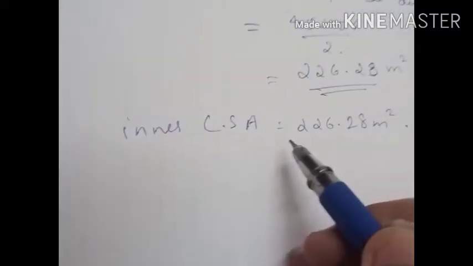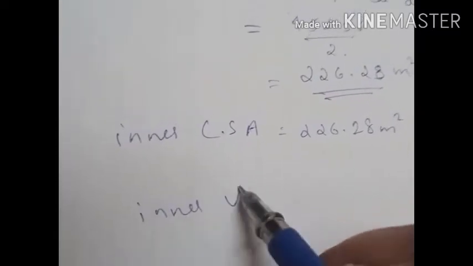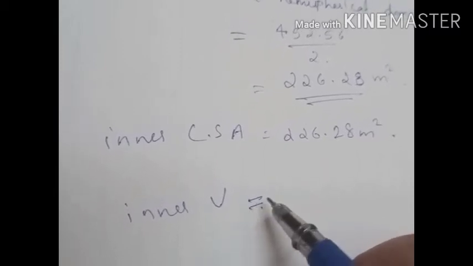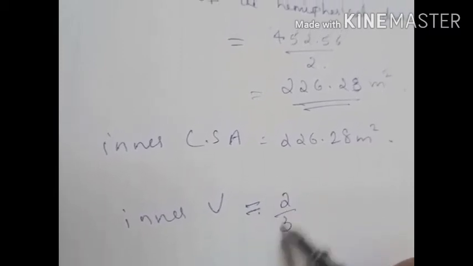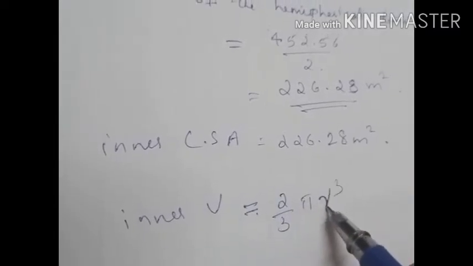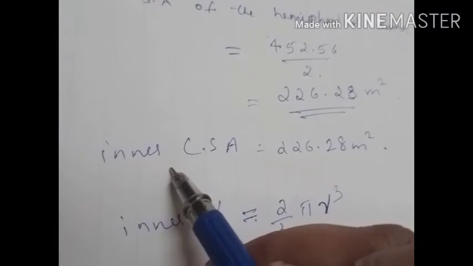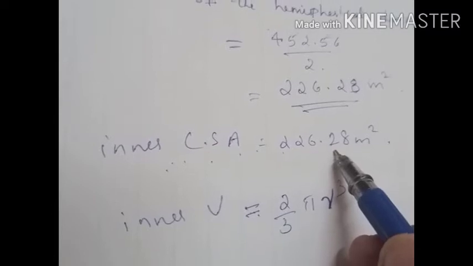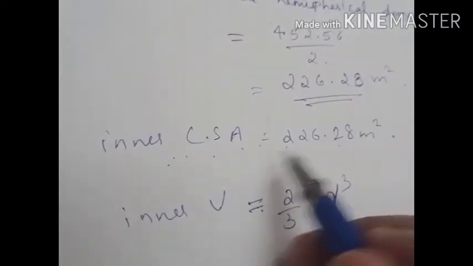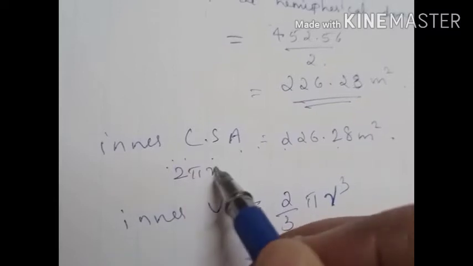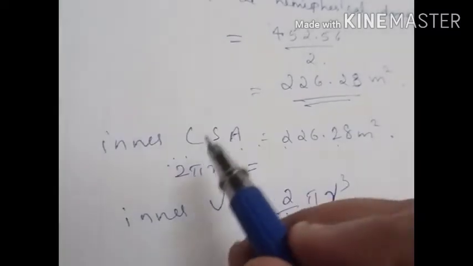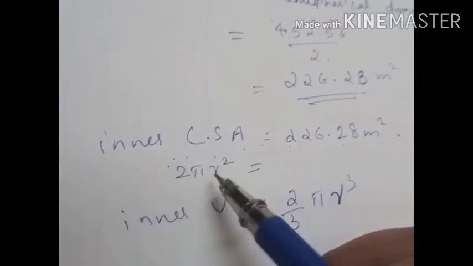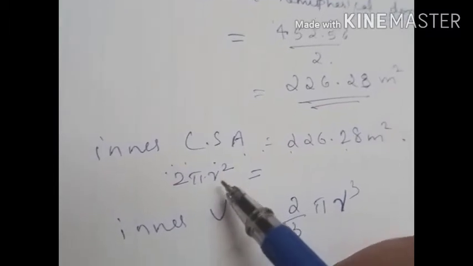Then we have to find the volume of the hemispherical dome inside. That means we have to find the inner volume too. So for finding the inner volume we have to use the inner radius. The volume of the hemisphere is 2 by 3 pi r cube, where small r is the inner radius. The inner CSA of a hemisphere is 2 pi r square, again with small r, the inner radius.